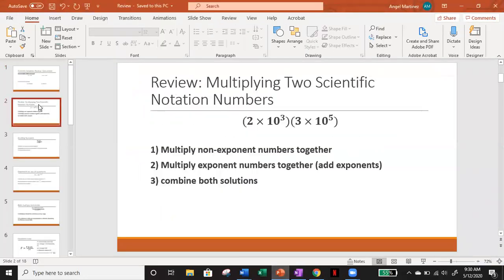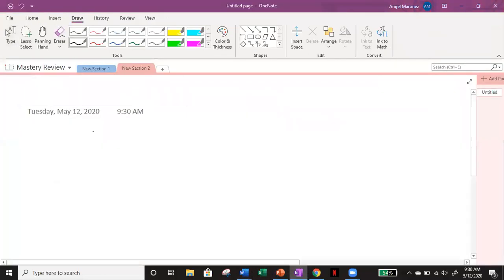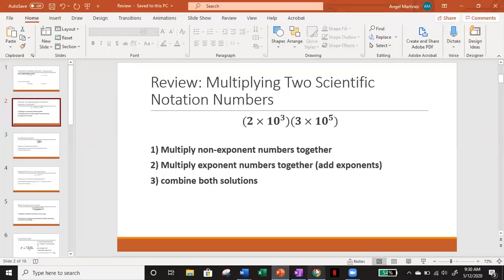Now I want to show you how to do some math related to scientific notation. This is for multiplying two scientific notation numbers. So you have 2 times 10 to the 3 times 3 times 10 to the 5. This is a pretty simple way to do it. You multiply the non-exponent numbers together, 2 and 3, add the exponents, and then combine both solutions. So let's do that: 2 times 10 to the 3 and 3 times 10 to the 5.